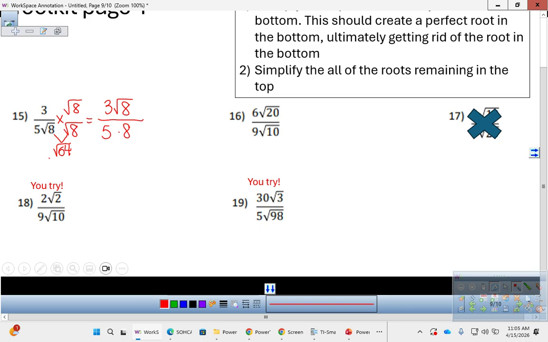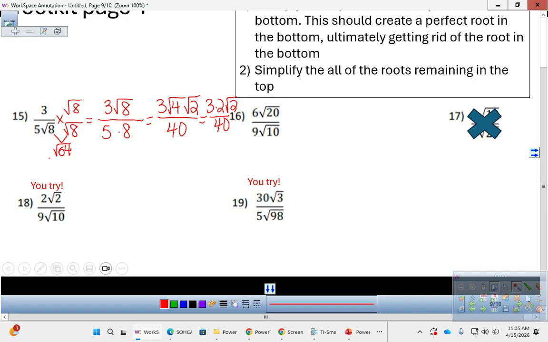And we know that the square root of 8 is the square root of 4 and the square root of 2. I'm breaking up the 8. The bottom, 5 times 8 is 40. I'm just combining those like terms. Alright, so 3 times 2 square root 2 over 40. Just taking the 2 from the square root of 4 out. And it just becomes a regular 2.